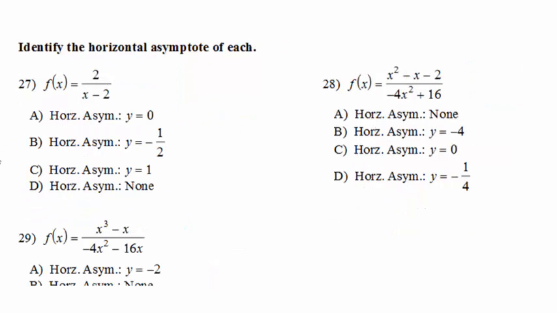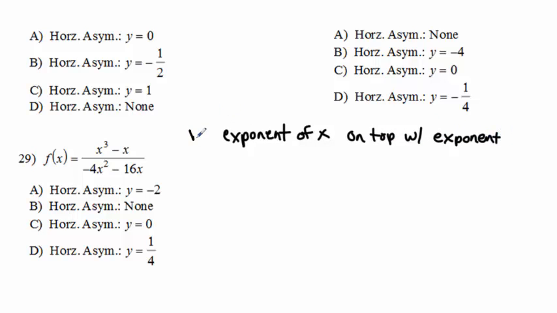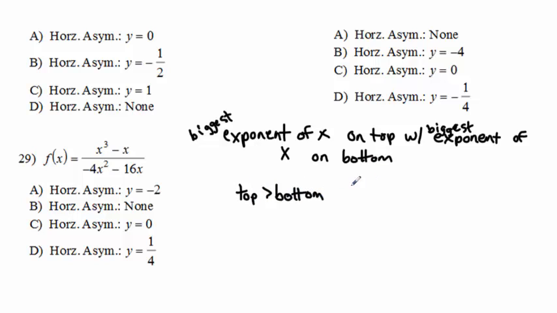Our horizontal asymptotes, we actually have some rules that can help us with this. And so when we're using these rules, we compare the exponent of x on top with the exponent of x on bottom. The biggest exponent of x on top with the biggest exponent of x on bottom. We compare them. So if the top is bigger than the bottom, then that means there is no horizontal asymptote.